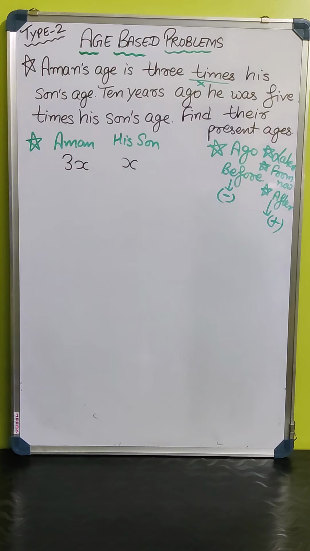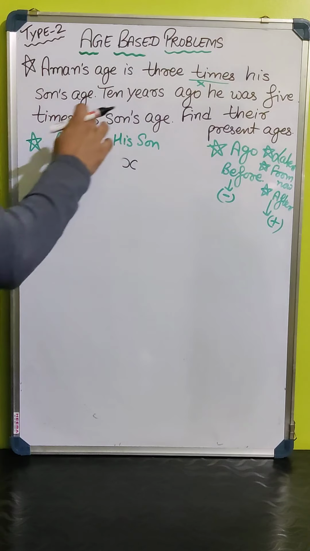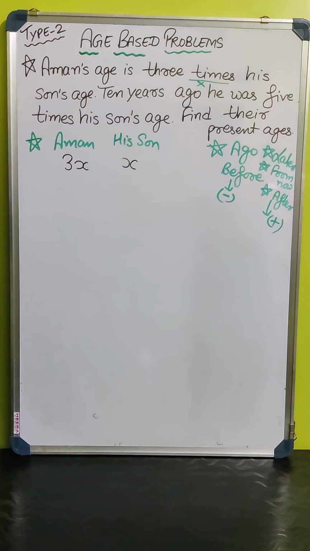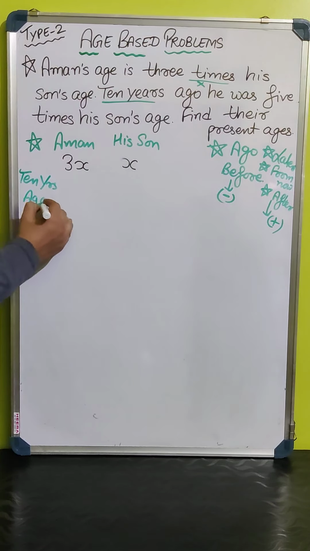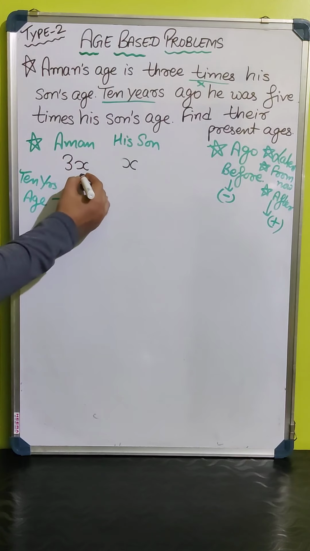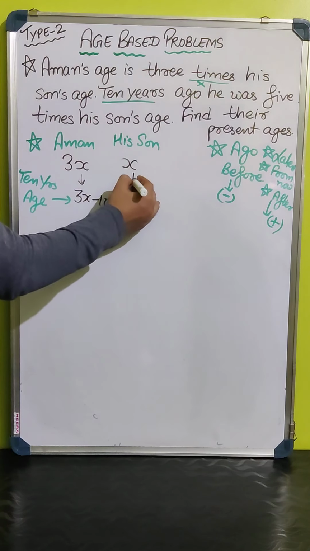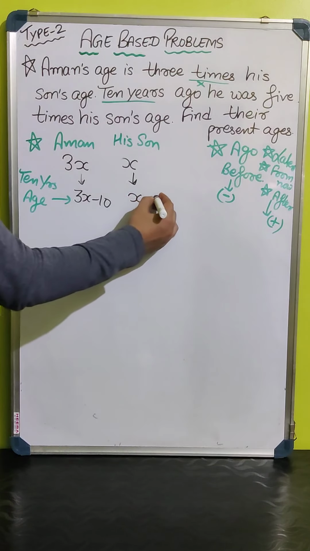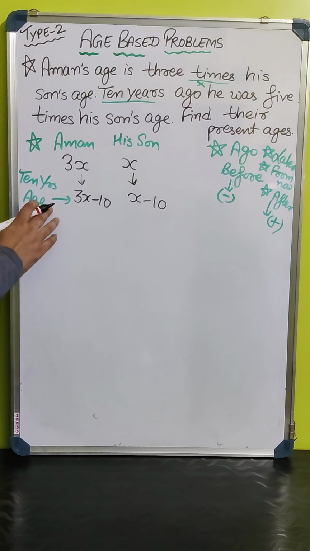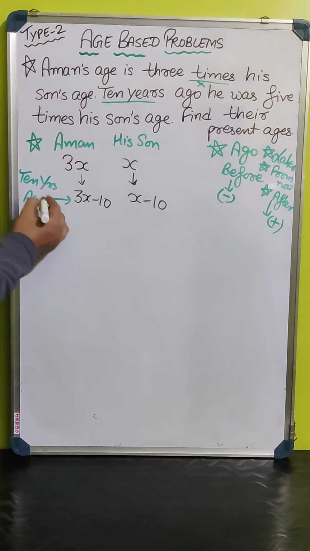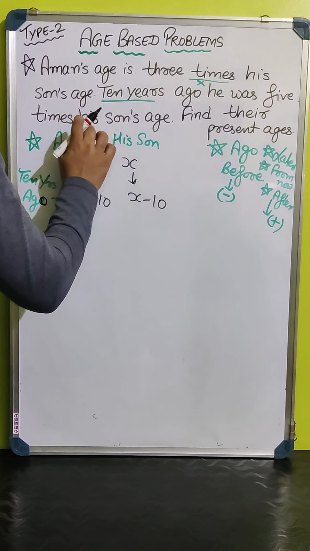Now coming to the question. 10 years ago he was 5 times. First of all, whether they ask about before, later, or after, you have to work accordingly. So 10 years ago, what will be the age of Aman? Aman's age will be 3x minus 10. You have to subtract, as they are talking about the past. What about his son's age? It will be x minus 10. So this is the age 10 years ago.